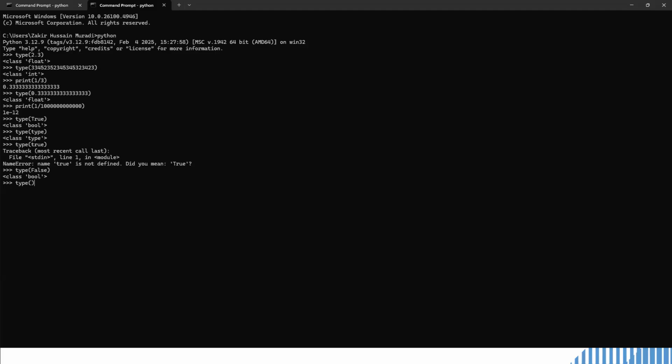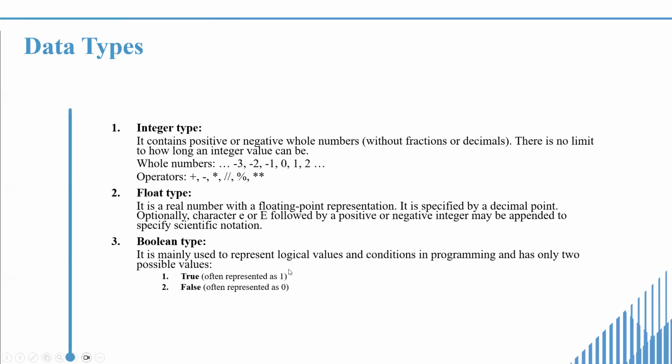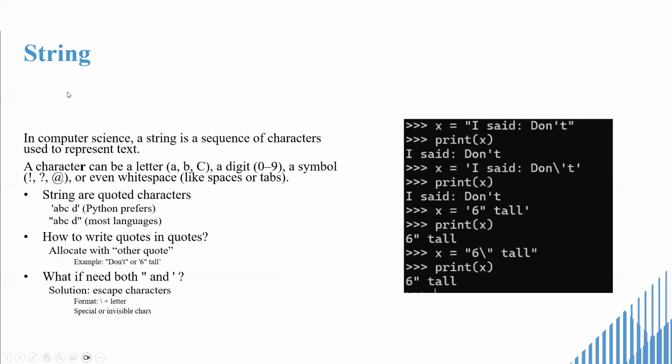But if I write false, it is giving me an error because F should be capital when you are writing it in here. So it is mainly used to represent logic variables like conditions in programming and has only two possible values, true or false. So it is used in logicals. If you say if like this or this, we can work in examples while you can see it in example. Then we have a string.